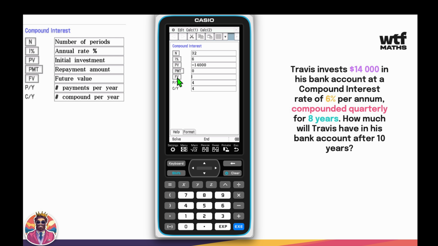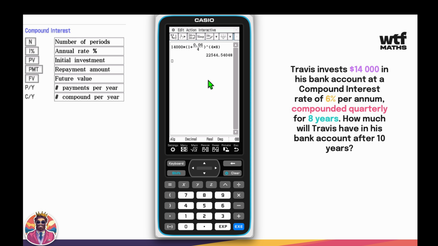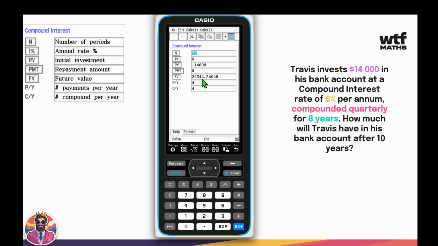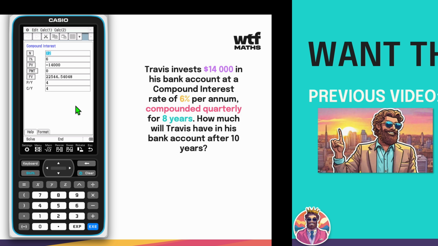So if I go to FV, we will get $22,544.54. This is how much money Travis should have if all these things are correct. And I just wanted to double check I did it correctly. So I went back to the main section of the ClassPad. I typed this in, 22544.54 and 22544.54.